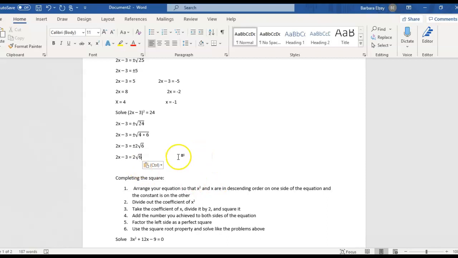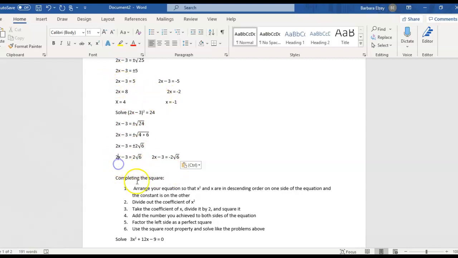And then, of course, I'm going to solve 2x minus 3 is equal to the negative 2 square root of 6. All right, so let's do both of those. So I'm going to add 3 to both equations, just like I did up here when I was solving.